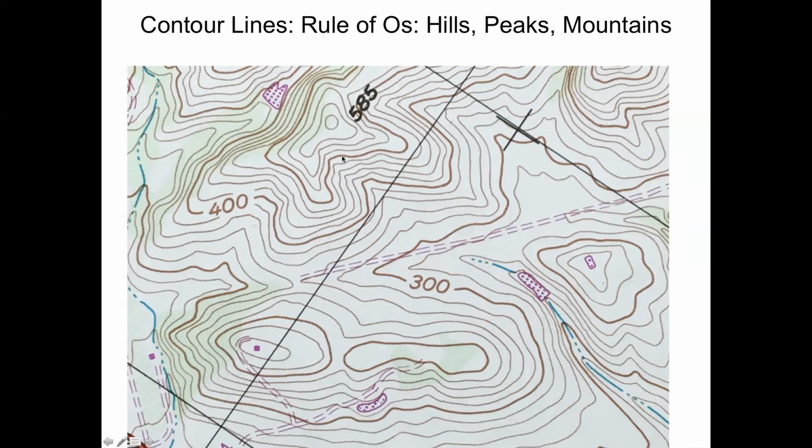The rule of O's basically indicates that when we see these circular loops, these nested circles, that is a hill or a peak or some kind of a mountaintop. The smallest circle in the center represents the highest point. The largest circle at the base represents the lowest portion of that hill feature. So we'll be practicing this again in our map exercise.